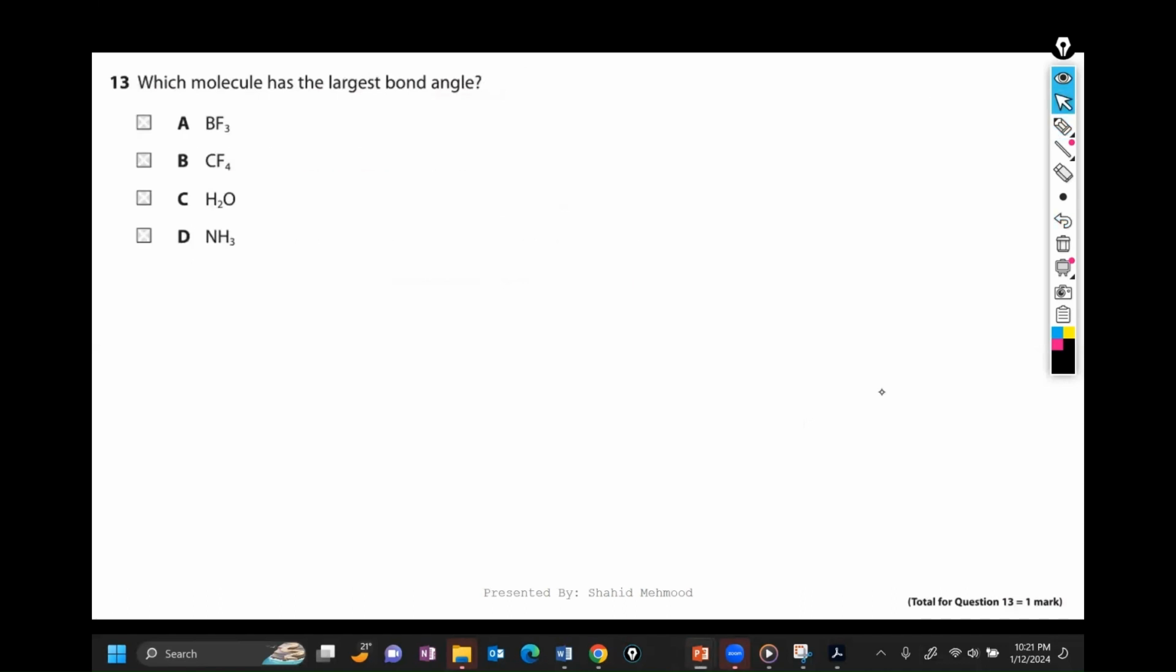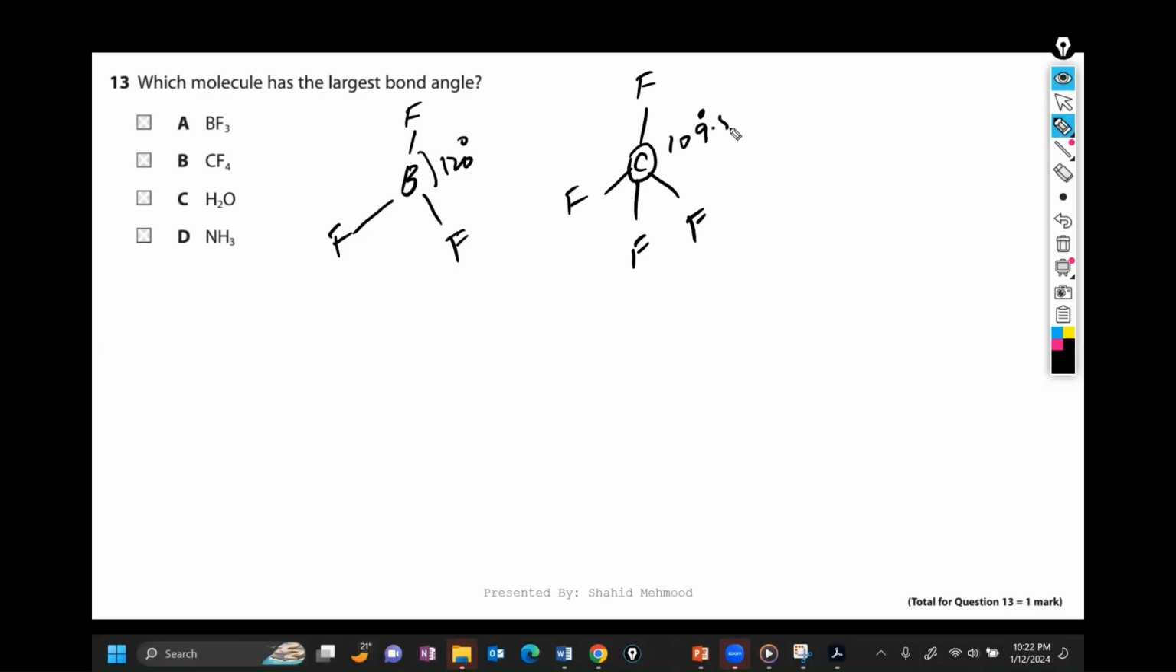Question 13. Which molecule has the largest bond angles? Dear students, in this topic, the shapes of molecules and their bond angles, you must do proper practice. See here, the first compound is BF3. So quickly you work out the question. Boron is from group 3. It has 3 bond pairs in the end. CF4: carbon is group 4, surrounded by 4 bond pairs. It is a tetrahedral structure and the angle is 109.5 degrees.